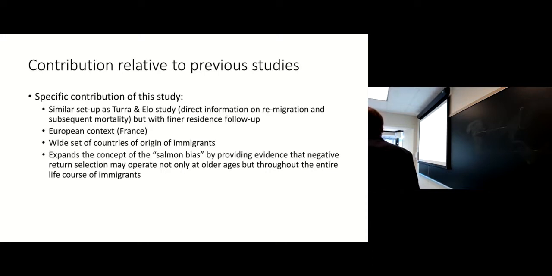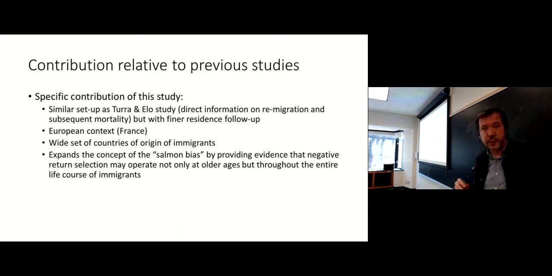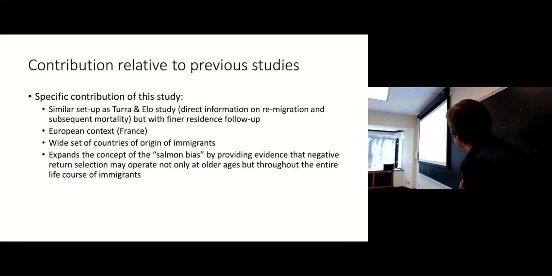Irma and Cassio focused on Hispanics. We have a range of countries of origin. And our contribution, as you'll see, is that we're expanding the concept of the silent bias by providing evidence that, in fact, negative return selection may operate not only at older ages, which is what the literature focuses on, but throughout the entire life course of immigrants.